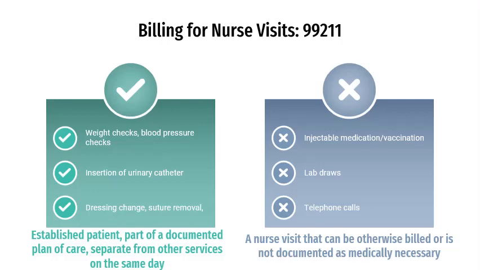First being that it has to be an established patient under your care as a provider or an advanced practice clinician. And whatever the patient is coming in for the nurse visit must be documented in the patient's plan of care. So some examples of acceptable 99211 nurse visits would be weight checks or blood pressure checks.